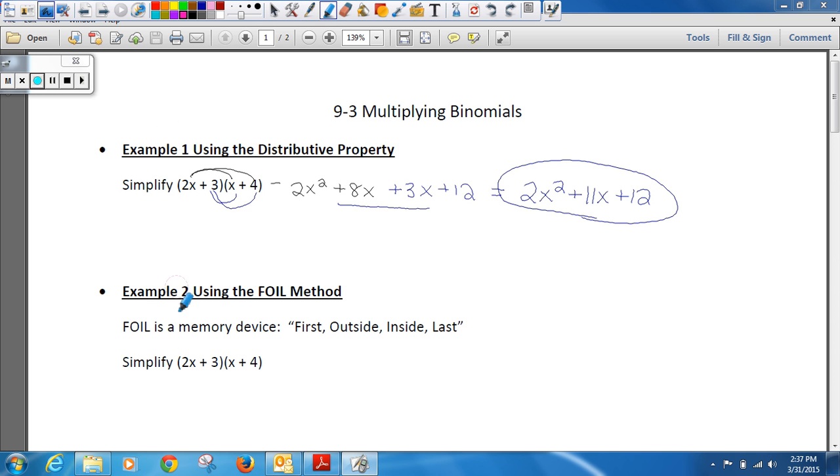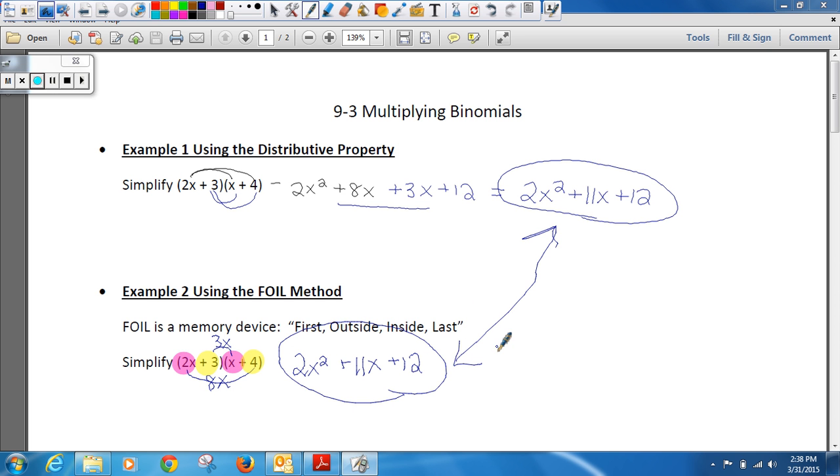Let me highlight these, that'll be easier. We have 2x times x. Those are your first terms in each one. So 2x times x is 2x squared. Then you multiply the outside ones, which gives you 8x. The inside ones then give you 3x, and you combine those, so 3x plus 8x is 11x, and then you multiply the last two. So our last two terms in each part here are 3 times 4, and 3 times 4 gives you 12. So if you notice, our answer is the same on both of these.